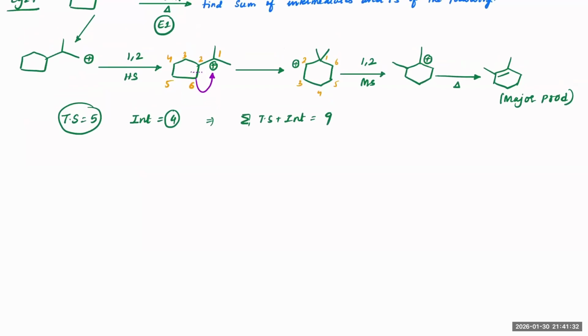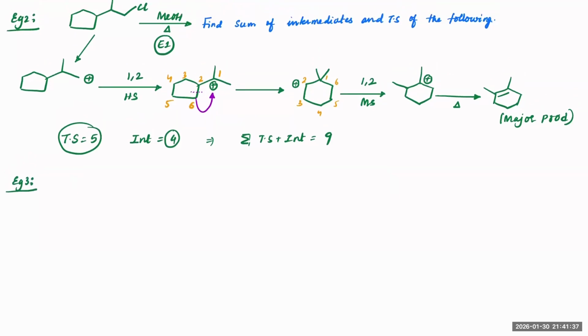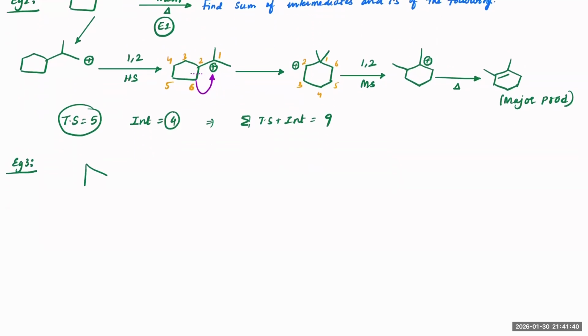Right? Let's see one more, a third question of a similar kind. All right. I have a compound like this, a 3-membered ring with 3 methanols on it like this. And you treat it with H plus and heat. So what is the product that you will get? Let's see how many transition states and how many intermediates we will have in this case.